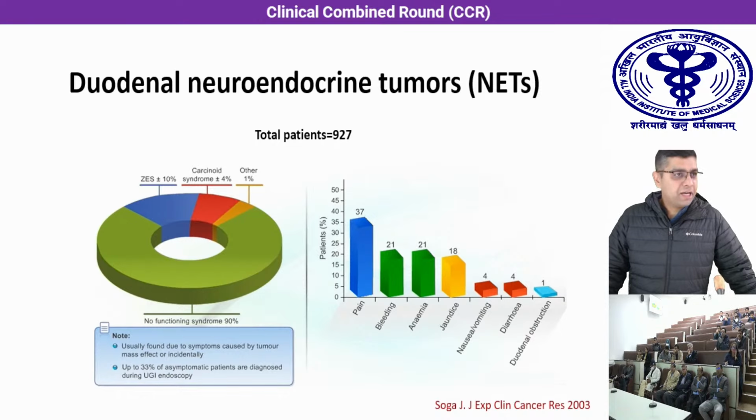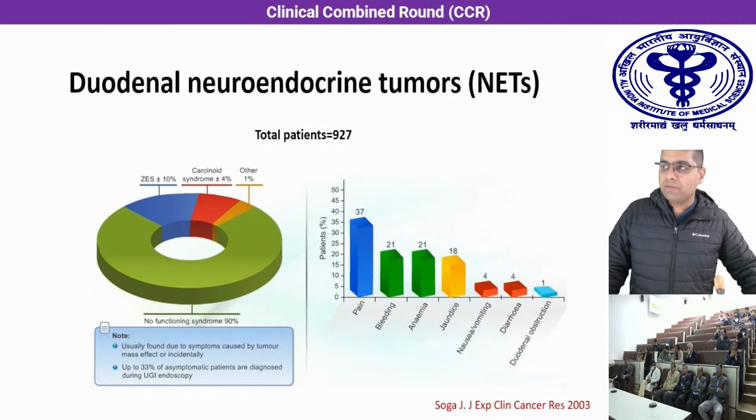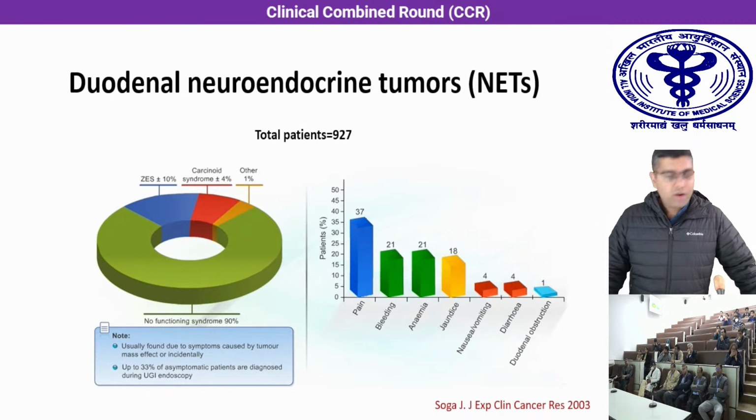Most of these patients are asymptomatic and are found incidentally on upper GI endoscopy, but close to 1/3 of these patients can have non-specific symptoms of abdominal discomfort and pain. And also around 1/5 of the patients can have either bleeding or anemia at the time of presentation.